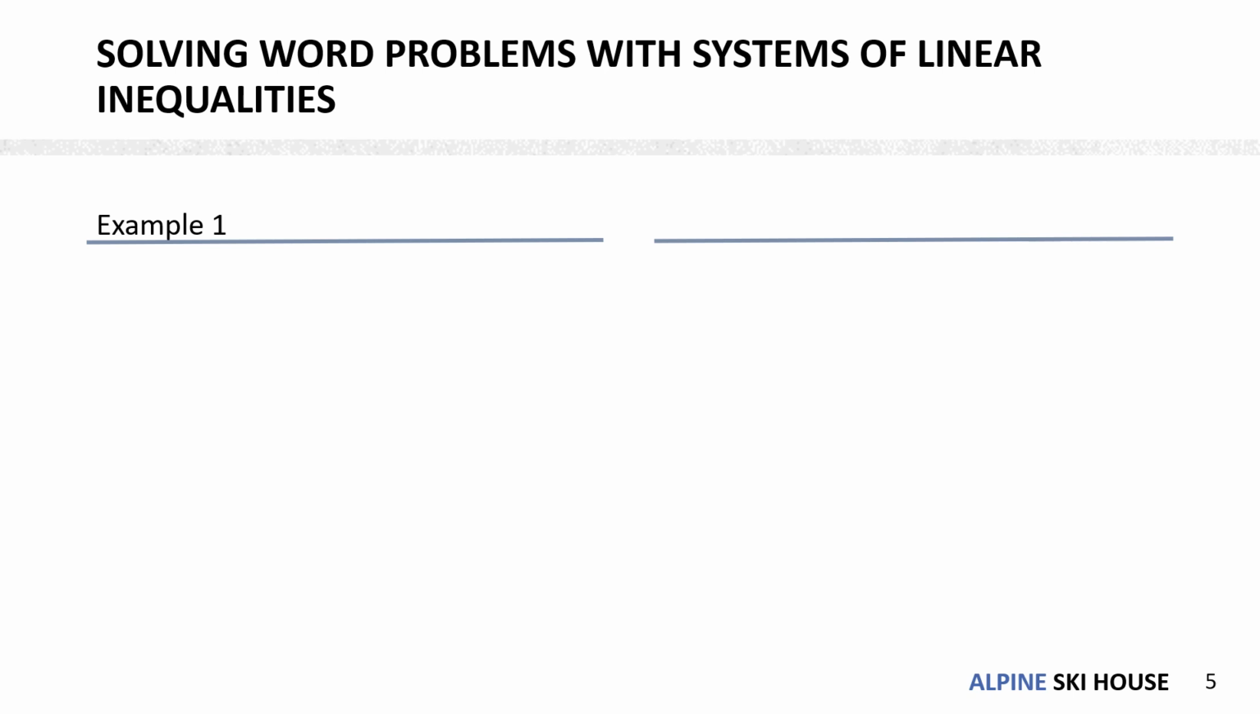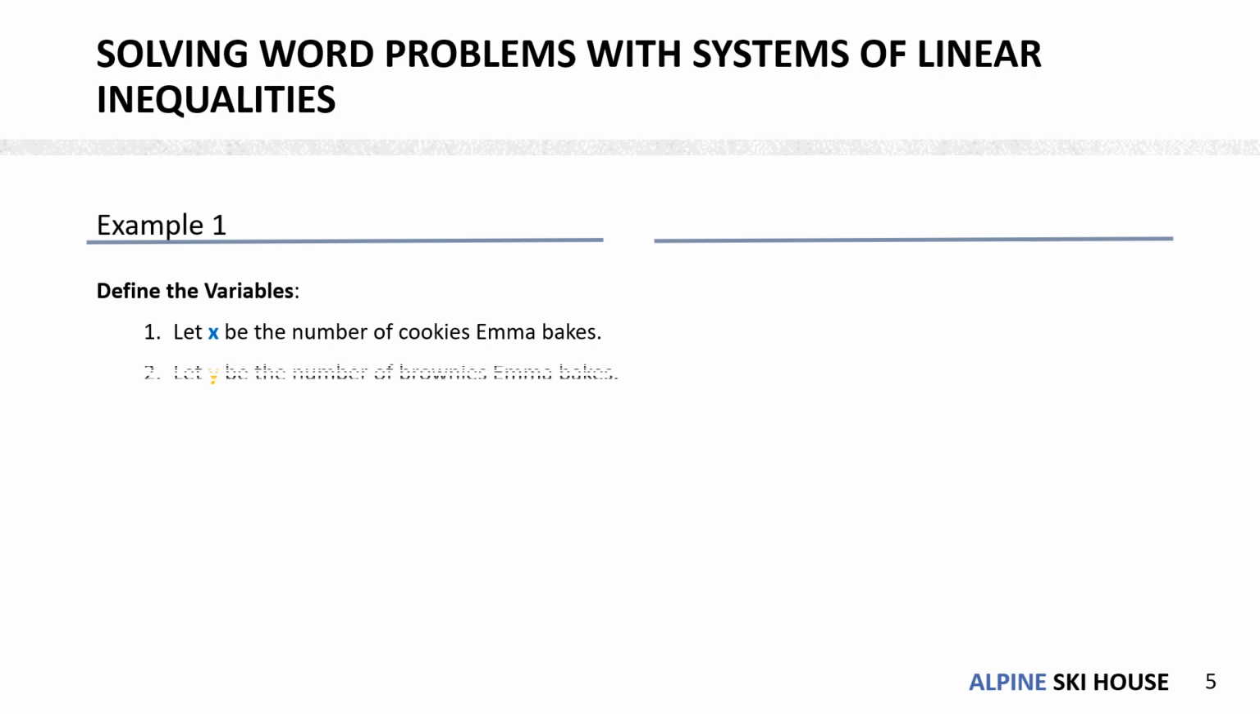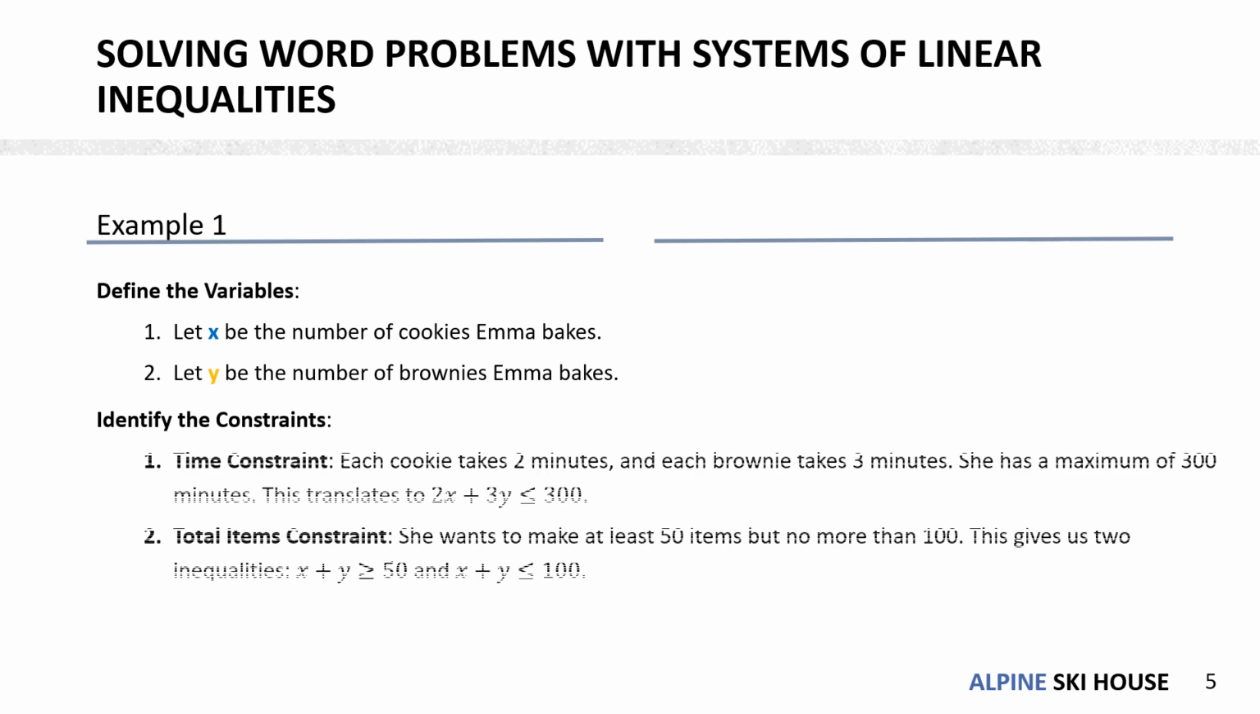Let's get started. First, we need to define the variables we will be using in the system. We can let x be the number of cookies Emma bakes, and let y be the number of brownies Emma bakes. Next, we'll need to identify the constraints. We know that each cookie takes 2 minutes, and each brownie takes 3 minutes, and she has a maximum of 300 minutes. This translates to the inequality 2x plus 3y is less than or equal to 300.